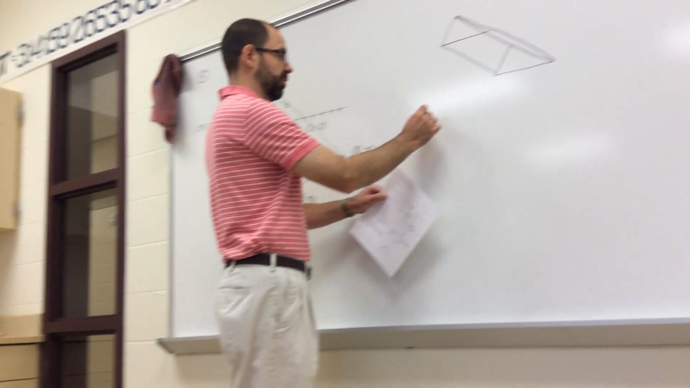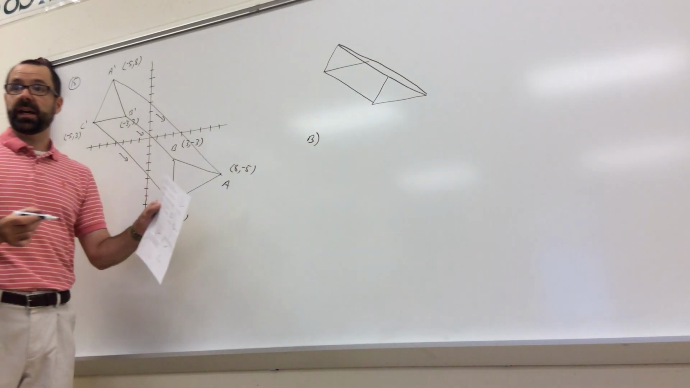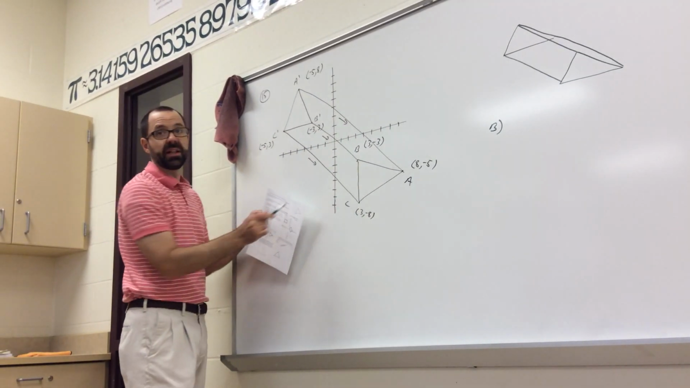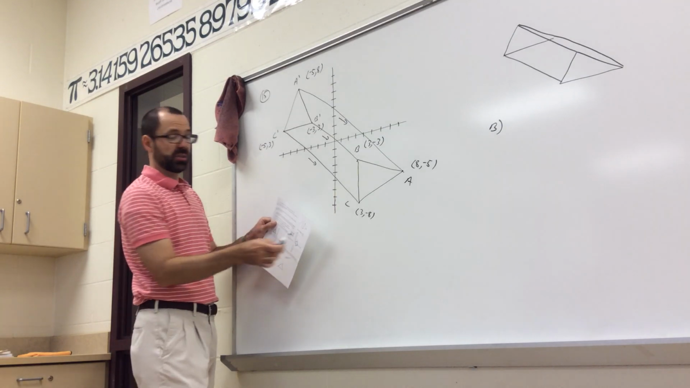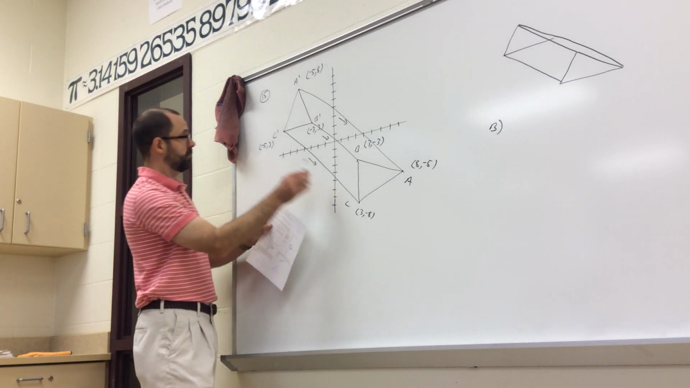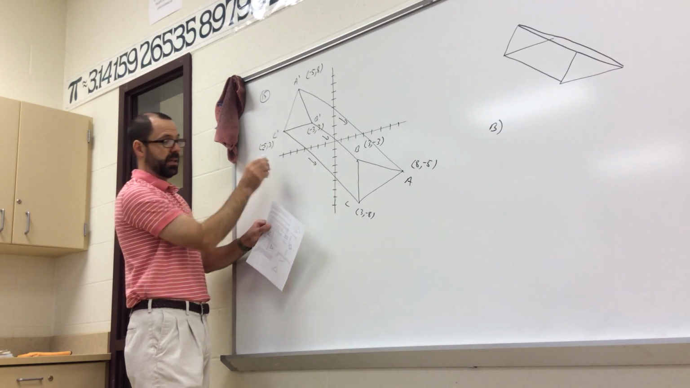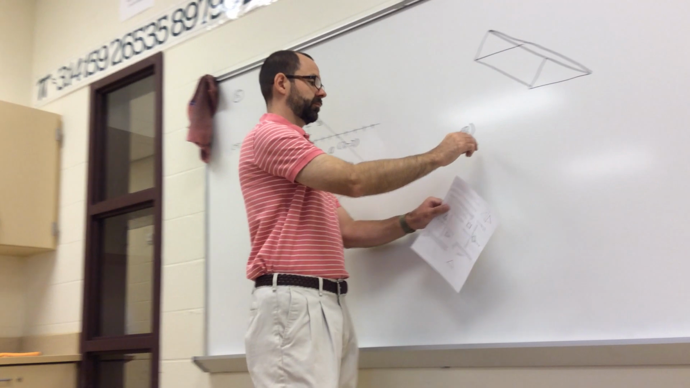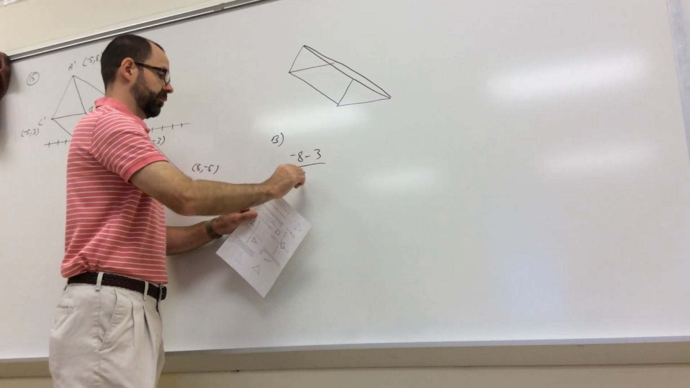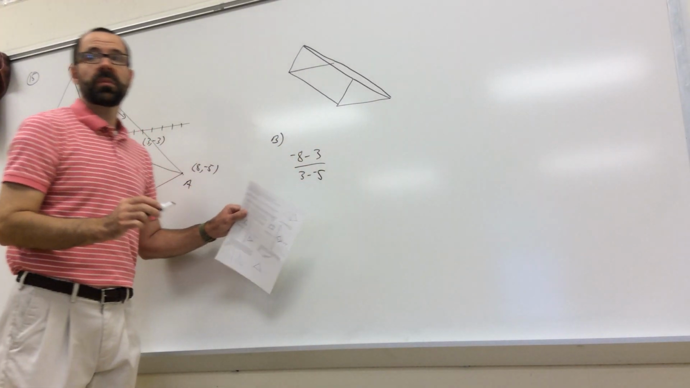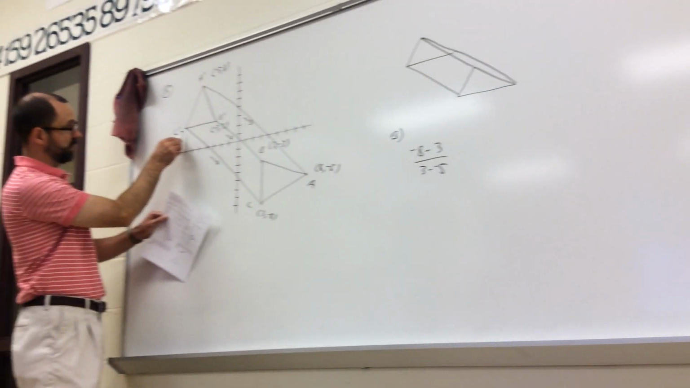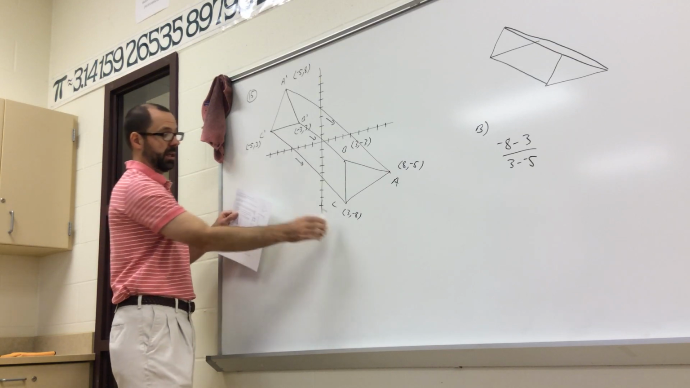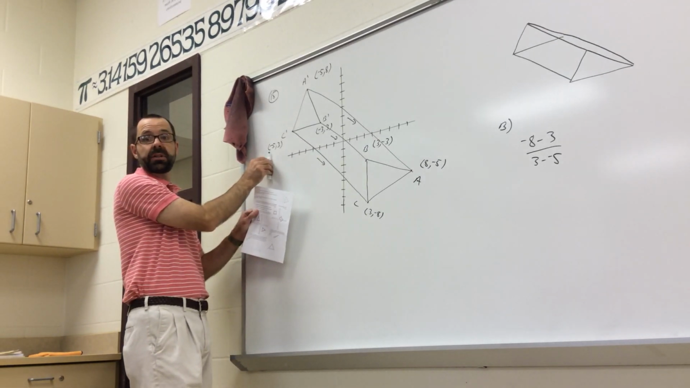So right now we're working on part B. We're going to find the slope between C prime and C. So that formula is -8 minus 3, and then 3 minus -5. I'm just doing the slope between C prime and C: -8 minus 3, and 3 minus -5.